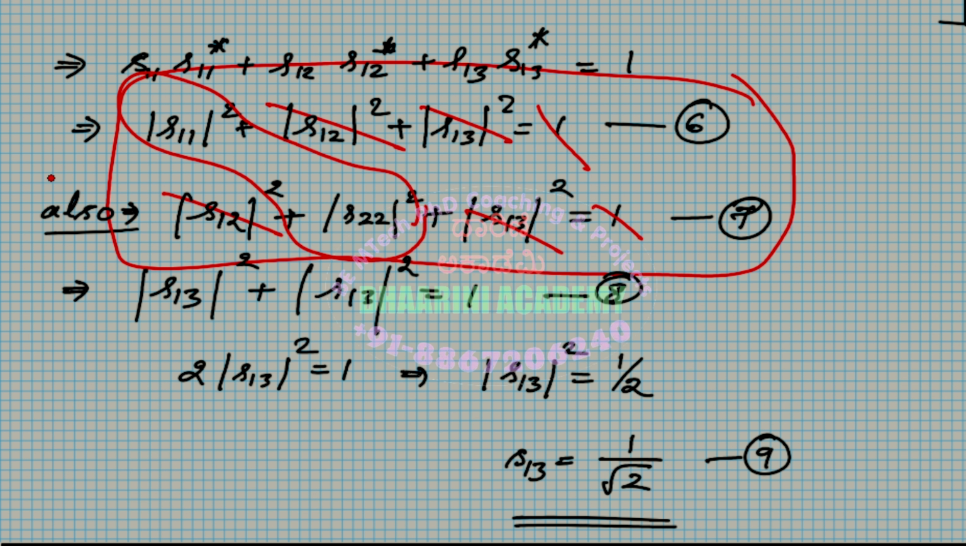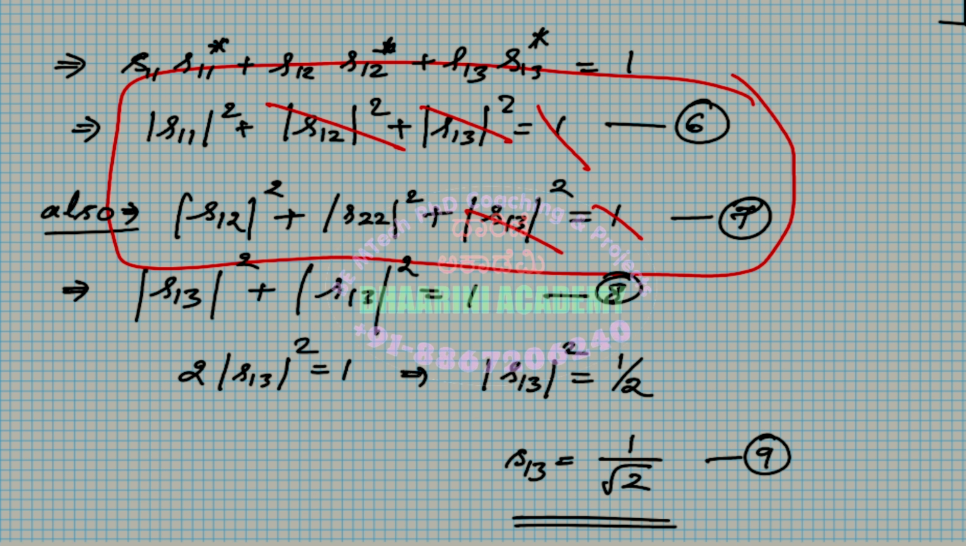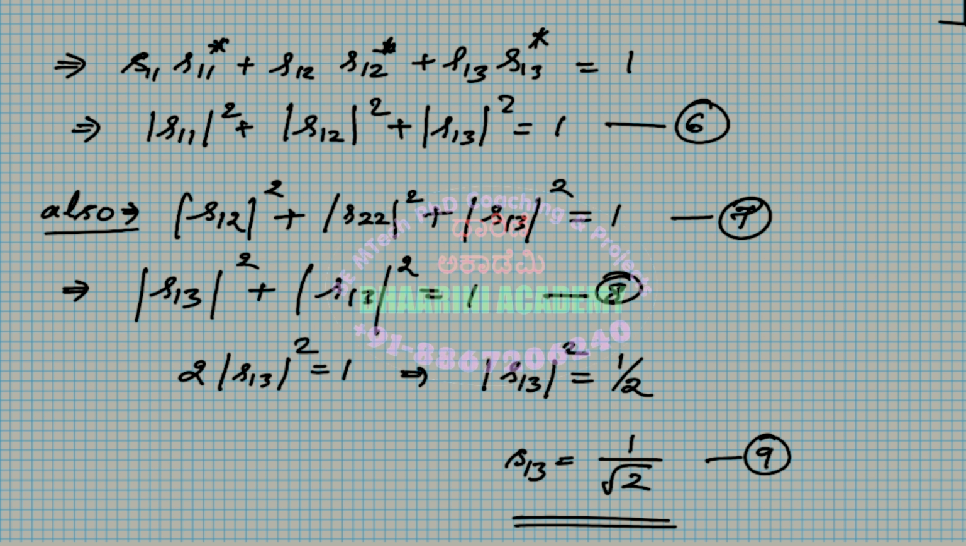S11 square and S22 square, it says that, right? From comparing equation number 6 and 7, the right hand sides are same, correct? So the right hand sides are same means even the left hand sides should match. When I compare the left hand side and equate them, S12 square cancels, S13 square cancels. What remains? S11 on one side, S22 on the other side.